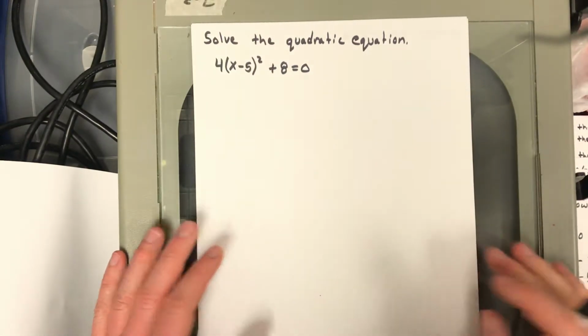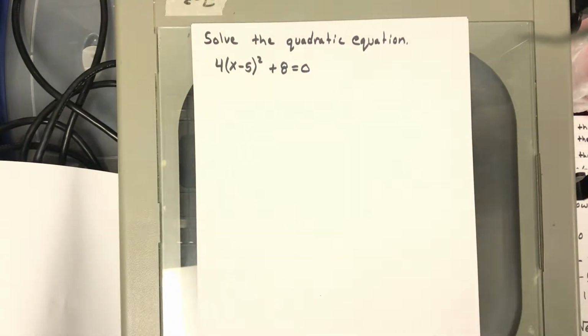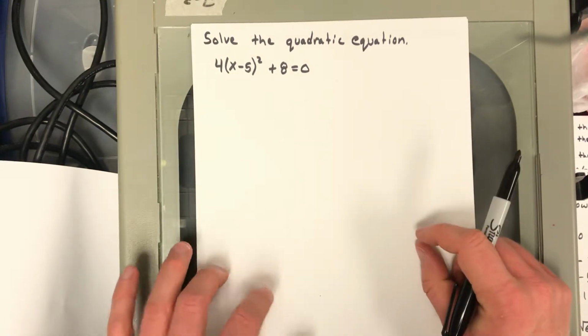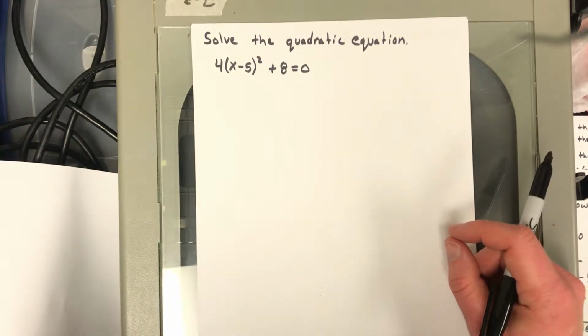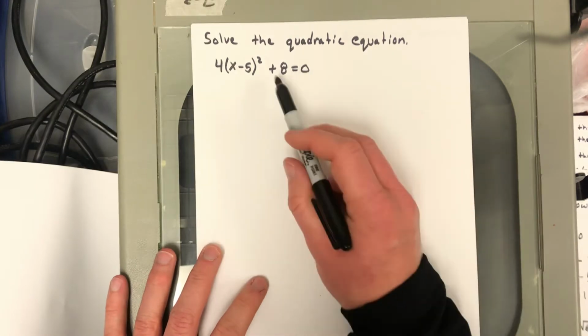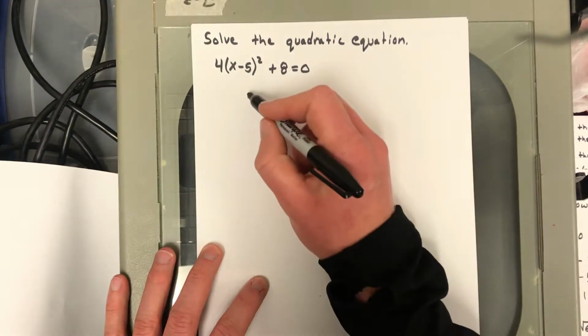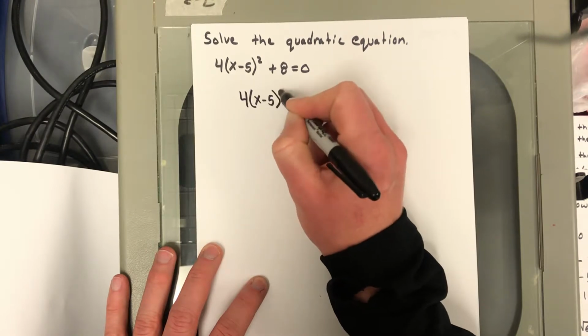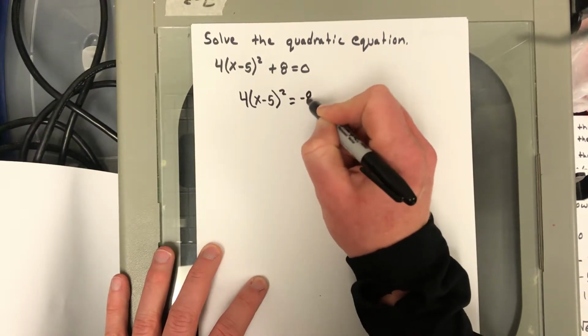Here's another example from section 3.2. In this example, we're going to solve the quadratic equation. And you notice that you have a square here. That kind of gives away how we're going to solve this quadratic equation. So what we're going to do is subtract 8 to the other side, and that's going to give us (4x minus 5) squared equals negative 8.